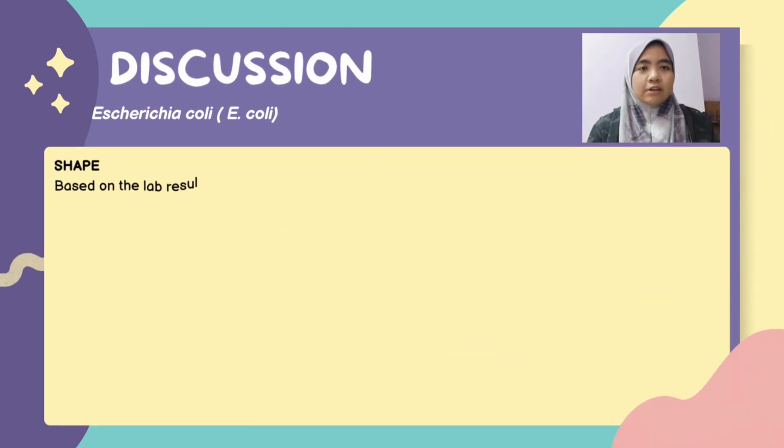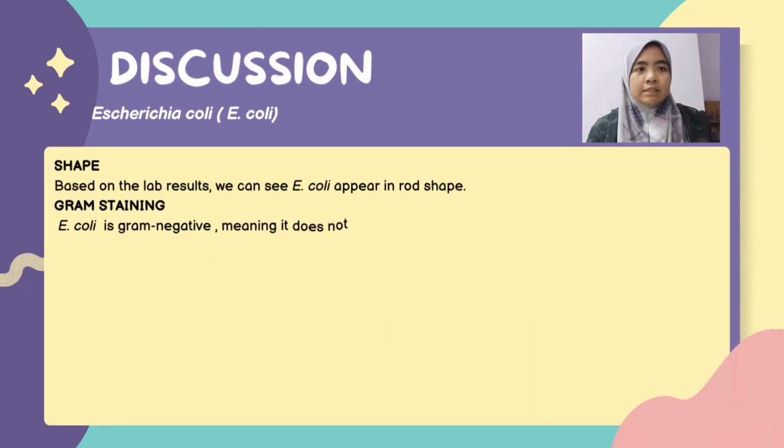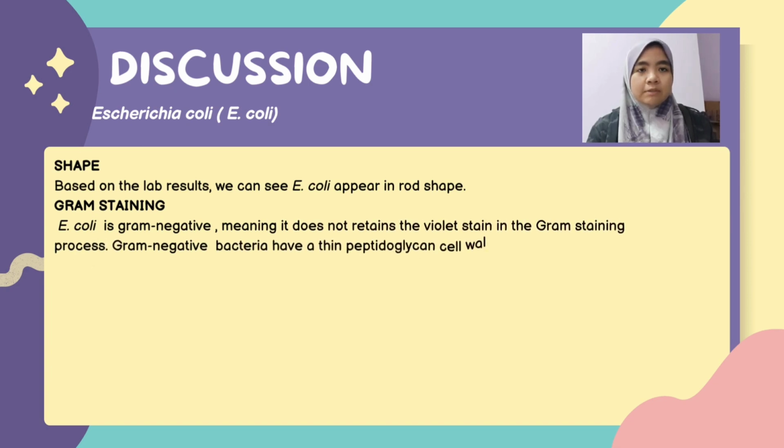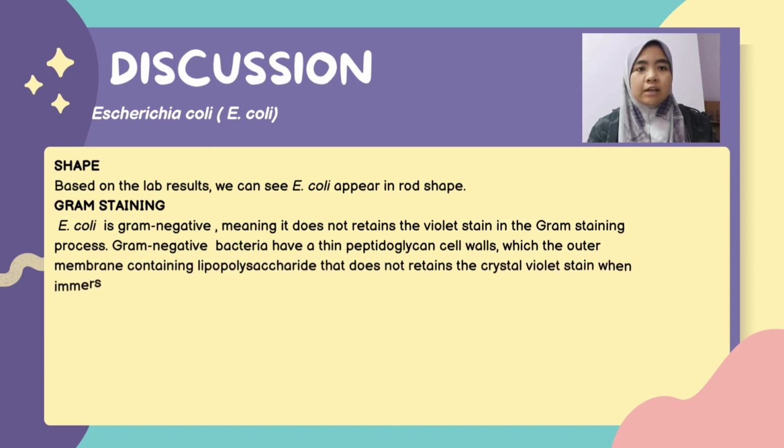Based on the lab result, the E. coli shape appears to have a rod shape. E. coli are gram-negative, meaning that they do not retain crystal violet in the gram staining process. Gram-negative bacteria have a thin peptidoglycan cell wall, and the outer membrane contains lipopolysaccharide that does not retain crystal violet when immersed with alcohol.